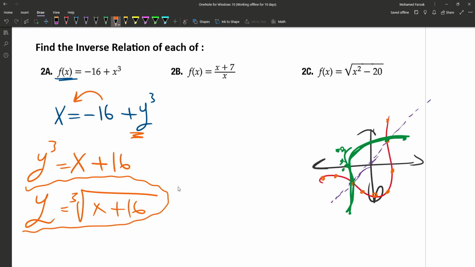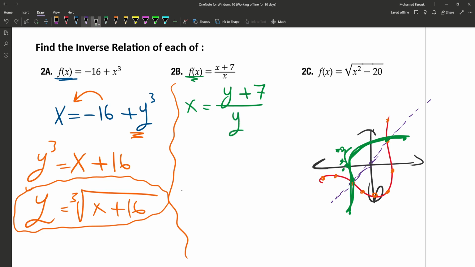Of course, we cannot determine if it was a function or not right now. We just say it's a relation, not a function. Okay, next one. F of x is equal to x plus 7 over x. The same, this is y1, this is x1. I need to replace it with x2, y2. So in place of y, put x, and in place of x, put y. So it will be y plus 7 over y.